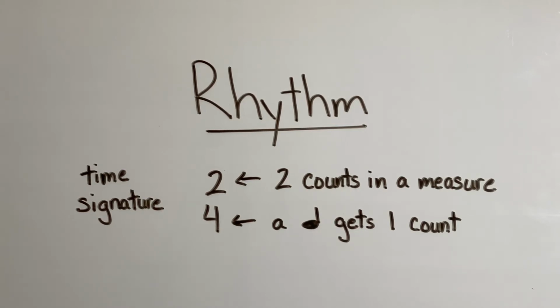So this is our time signature. It tells us something very important. It tells us about the rhythm of the piece. And the top number 2 tells us that there are 2 counts in a measure, and the bottom number 4 tells us that a quarter note is going to get 1 count.